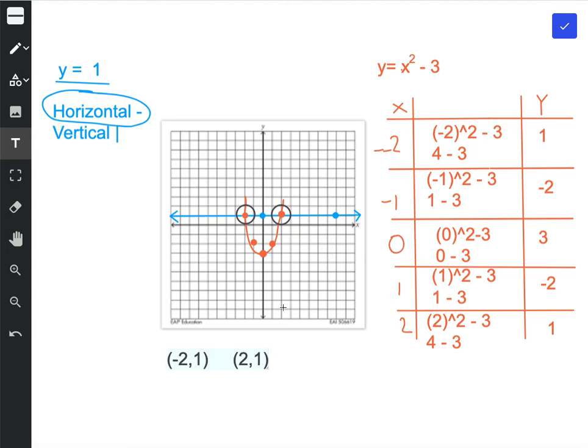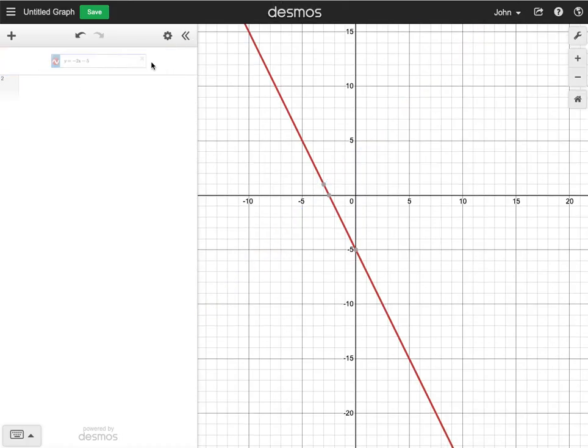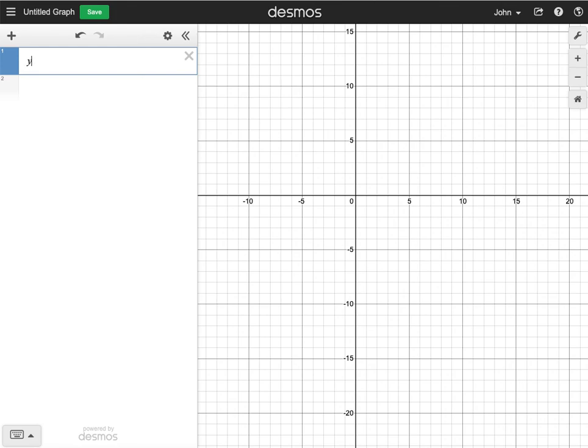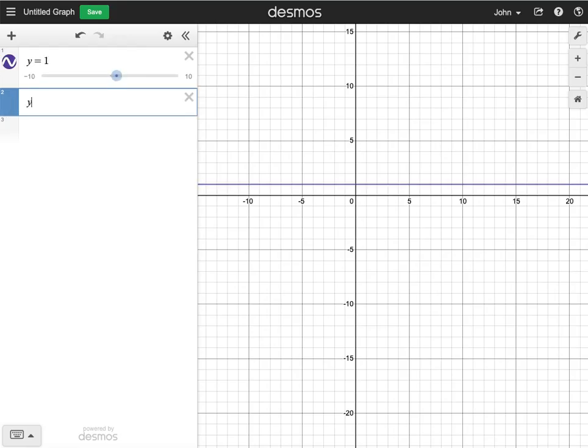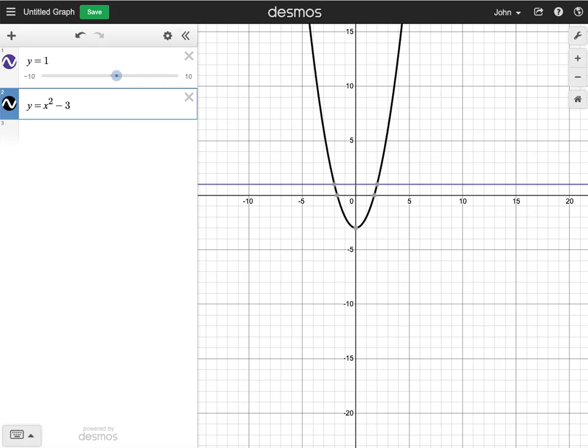Now, don't believe me? Well, let's take both of these and put it into a graphing calculator. So I'm going to delete these old things, and I'm going to say, well, y equals, what did I say, 1, and then y equals x squared minus 3. And look, it matches. There's a bunch of dots that they say, maybe you're interested in these dots. The only thing I'm interested in is where they come together. They come together here and here. And would you look at that? That is my answer.